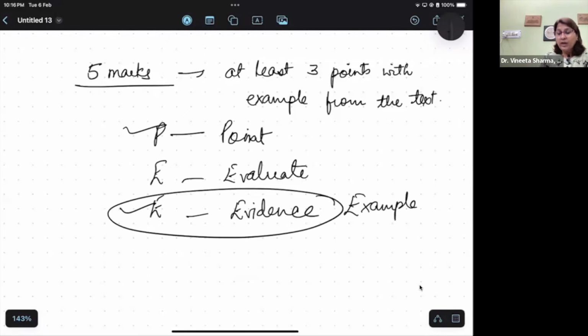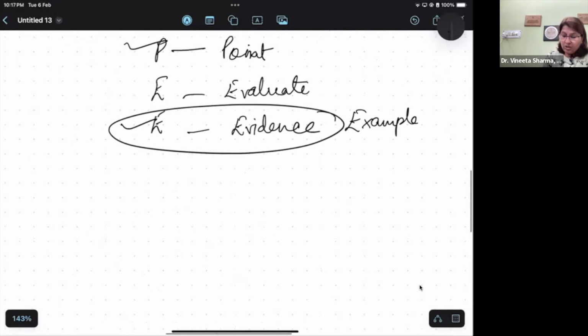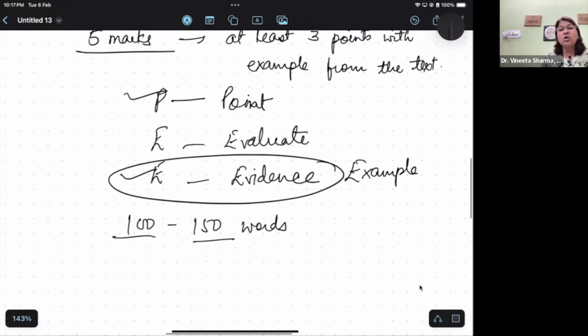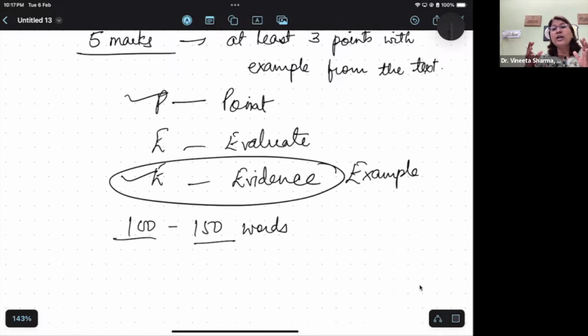All right. Now, one more thing is about the word limit. This time, the council has introduced the word limit to the answers. For a 5 marks question, it is 100 to 150 words. Now, when you are given both the ends, please make sure that you are able to accommodate all 3 points which are given in this word limit only.